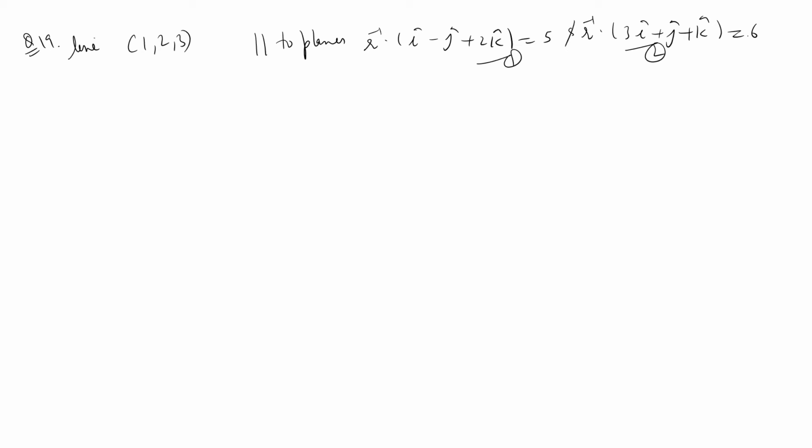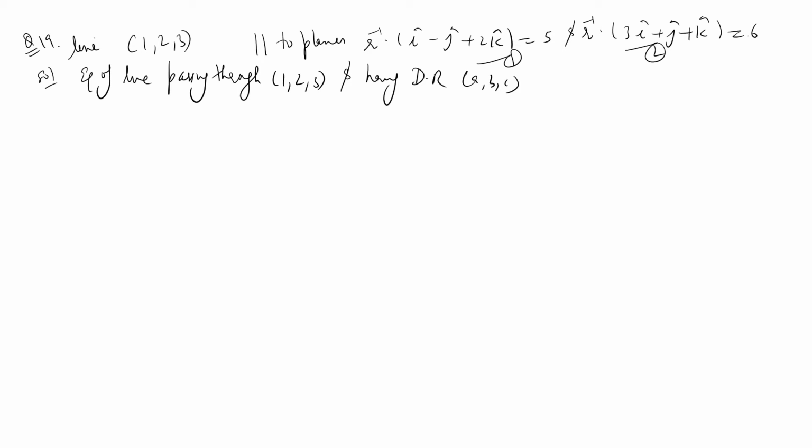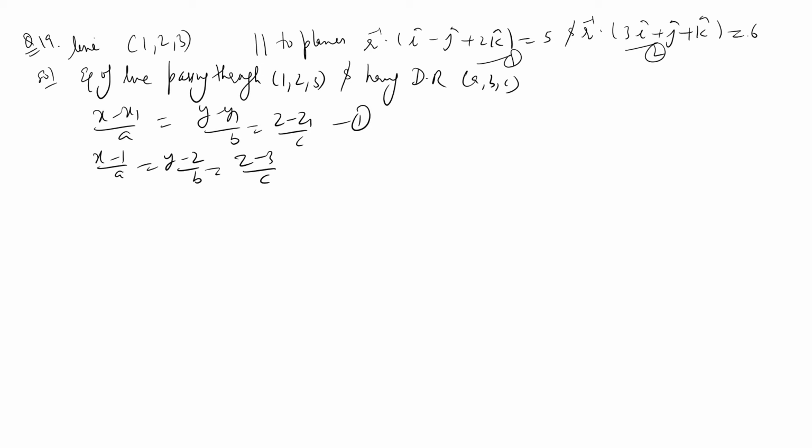Let us check out the condition. Firstly, you know that the equation of a line passing through (1, 2, 3) and having direction ratios a, b, c in symmetric form is (x − x1)/a = (y − y1)/b = (z − z1)/c. So the passing-through point is very clear to me. It is (x − 1)/a = (y − 2)/b = (z − 3)/c.